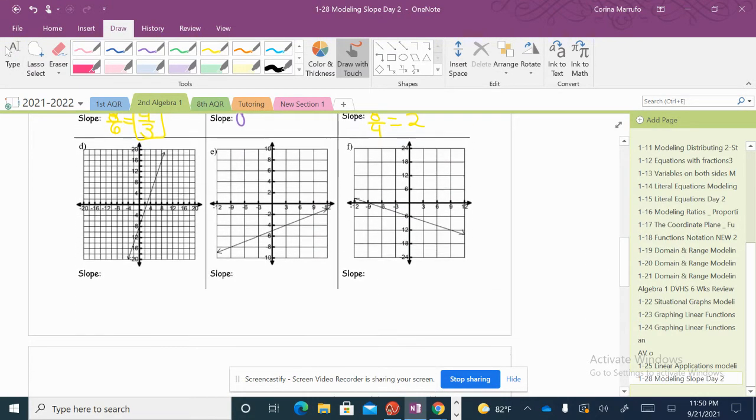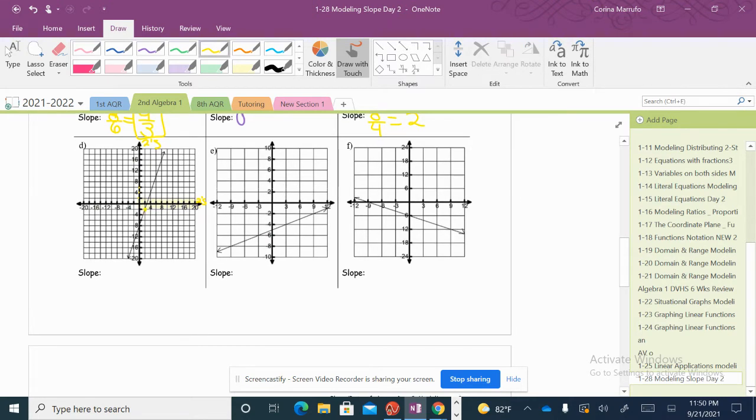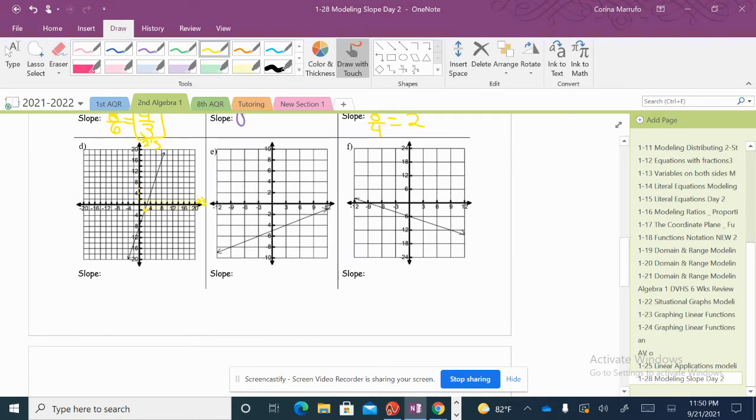Okay, so here's the next one. Again, we check our scale first. This one looks like it's going one line and then it skips to 4. So it's 2, 4, 6, 8. This one is counting by 2s. My x-axis is counting by 2s, and my y-axis is also counting by 2s: 2, 4, 6, 8, and so on. Then we go ahead and pick 2 points. There's a point here and a point here. So I'm going to rise 2, 4, 6, and then I run 2. So it's going to be 6 over 2, which gives us 3. Our line is going up, so it will be a positive slope.